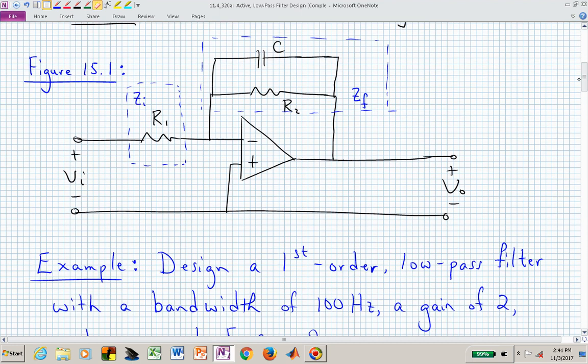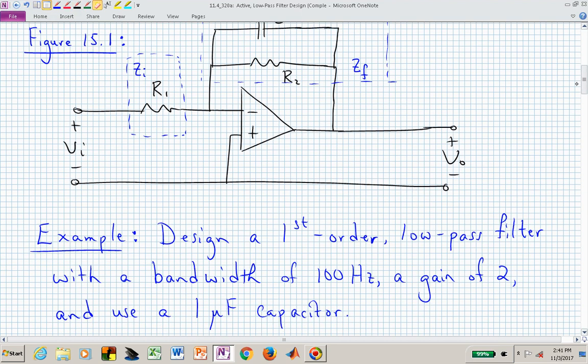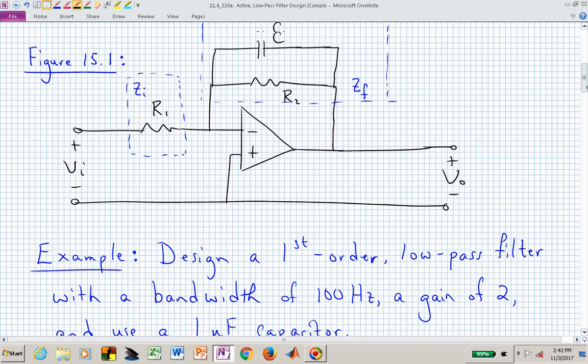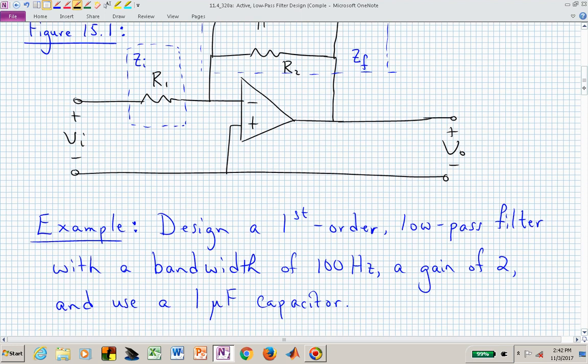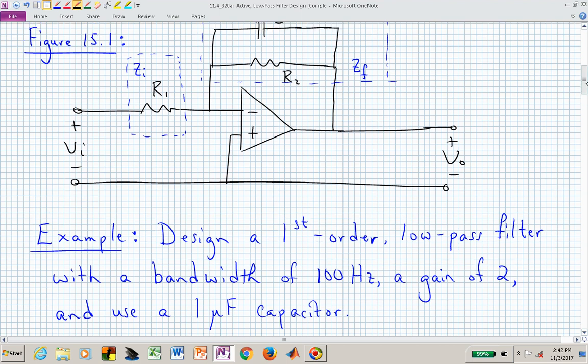What we want to do with this circuit layout is figure out what R1, R2, and C need to be to achieve the following specifications. Actually, we already know what C is going to be. We want it to be a 1 microfarad capacitor. But with C being 1 microfarad, we also want the bandwidth to be 100 hertz, and now we have to make sure that we're working consistently with hertz or radians per second, etc., and we want a gain of 2. So we need to pick R1, R2, and C to meet these specifications.